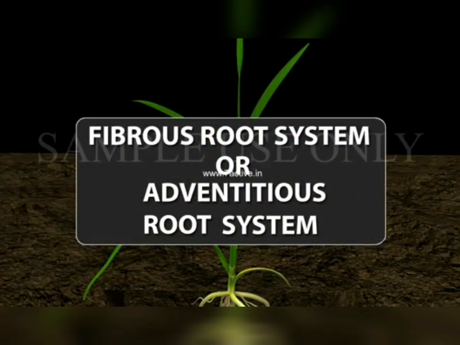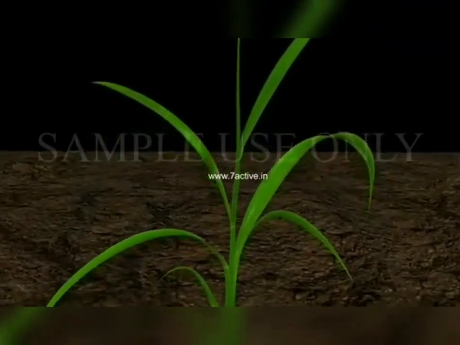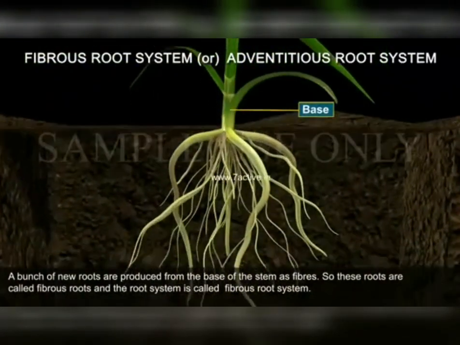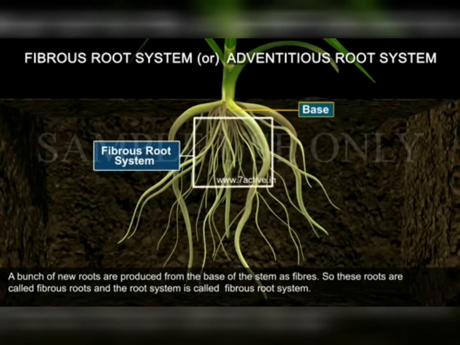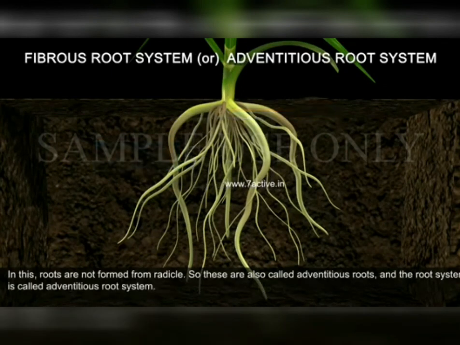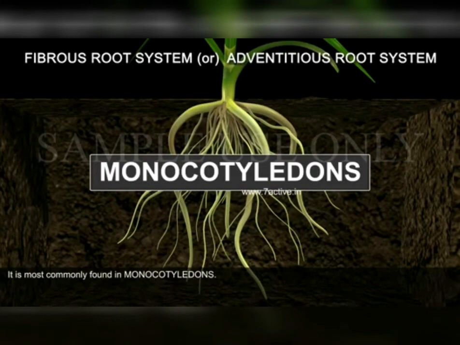Fibrous root system or adventitious root system. A bunch of new roots are produced from the base of the stem as fibers. So these roots are called fibrous roots and the root system is called fibrous root system. In this, roots are not formed from radicle. So these are also called adventitious roots and the root system is called adventitious root system. It is most commonly found in monocotyledons.